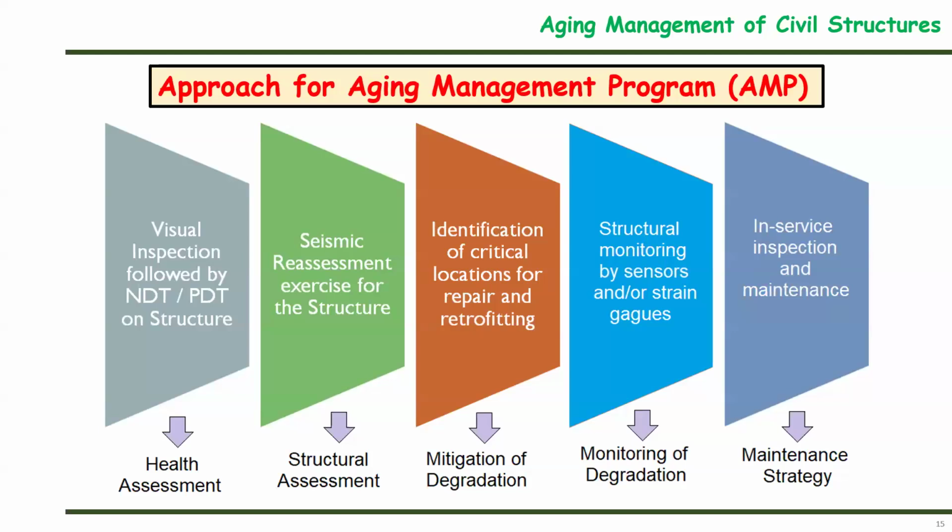The fourth step would be the monitoring of degradation. Structural monitoring can then be carried out by installing and fixing some sensors and/or strain gauges in the structure. And the last step in the effective aging management program would be the maintenance strategy. This will basically involve the in-service inspection and preventive and remedial maintenance from time to time. Okay.